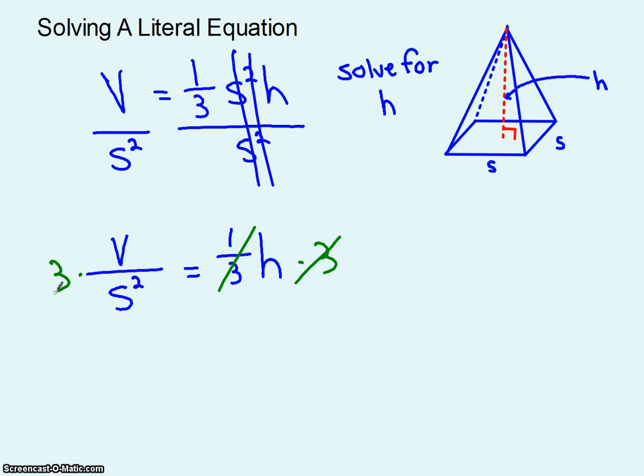You can just slap a 3 out there, I guess. Oftentimes what I'll write is 3 over 1. Since I'm multiplying a fraction here, I'll just write another fraction there, and then simplify this. 3 times V is 3V. 1 times s squared, of course, is s squared. Now you have your formula solved for h.